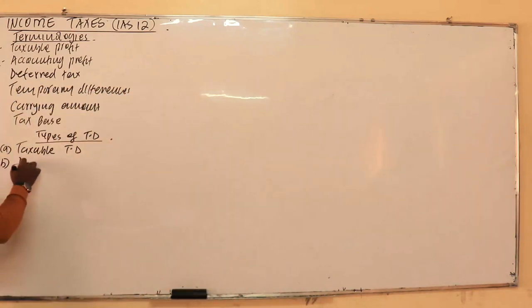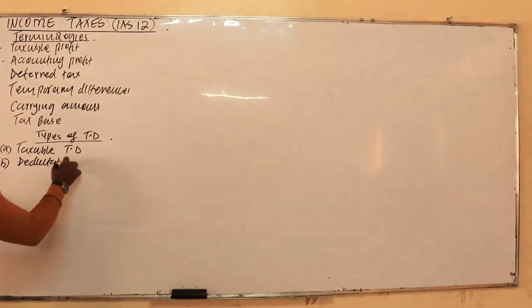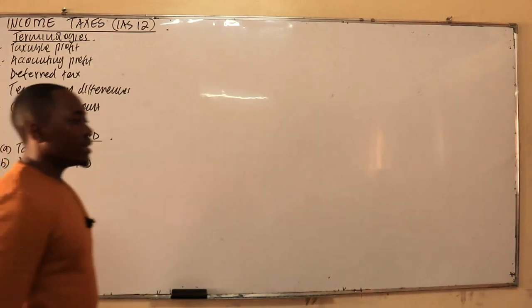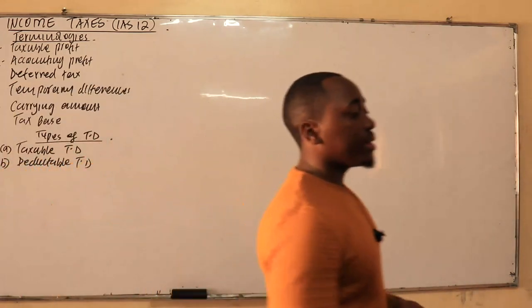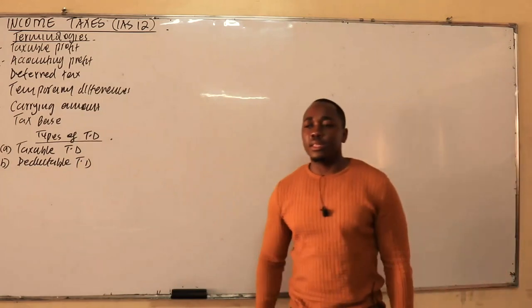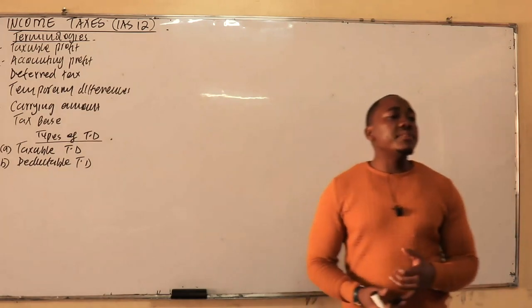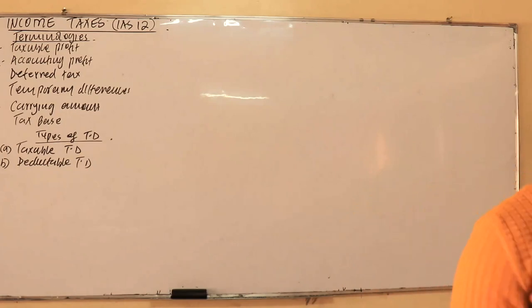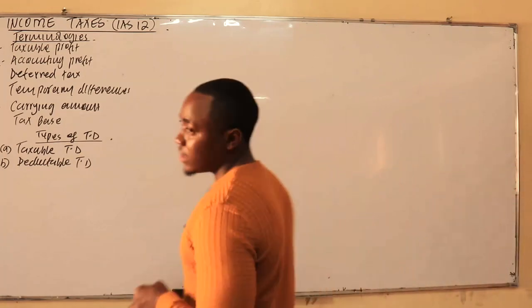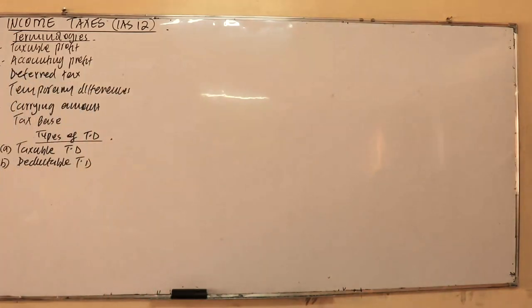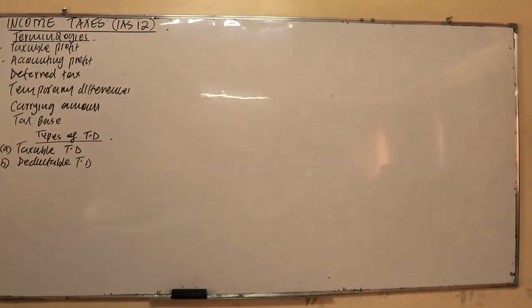Number B, deductible temporary differences. This is the TD, or temporary difference, which gives rise to a deferred tax asset.